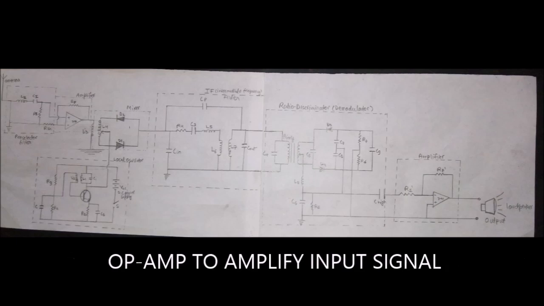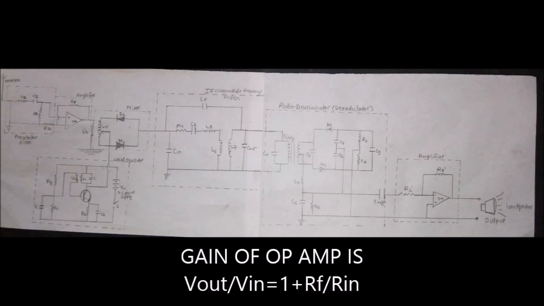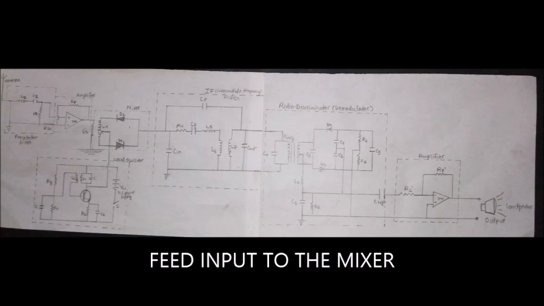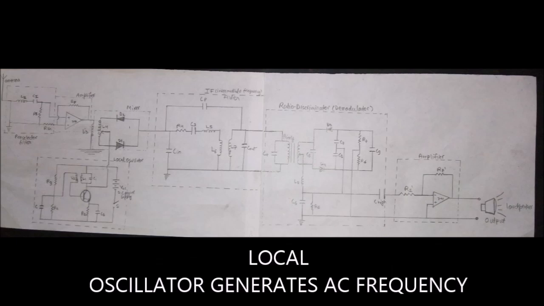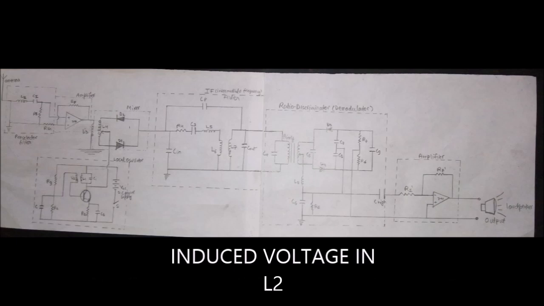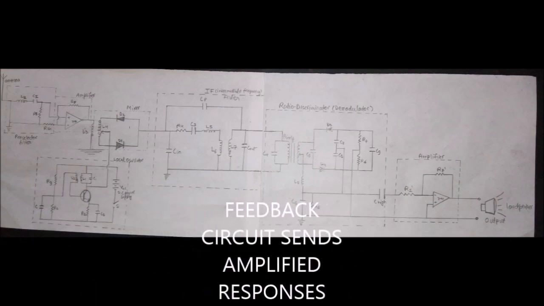The amplifier uses an op-amp to amplify the input signal. It can be shown that the gain for the op-amp is Vout upon Vin equal to 1 plus Rf upon Rin. Next, we feed the output of the amplifier and the local oscillator into the mixer. The local oscillator generates AC frequency by the parallel connection of L1 and C1. The induced voltage in L2 allows the feedback circuit to send amplified responses to parallel L1 and C1. Hence, these are fed into the mixer.